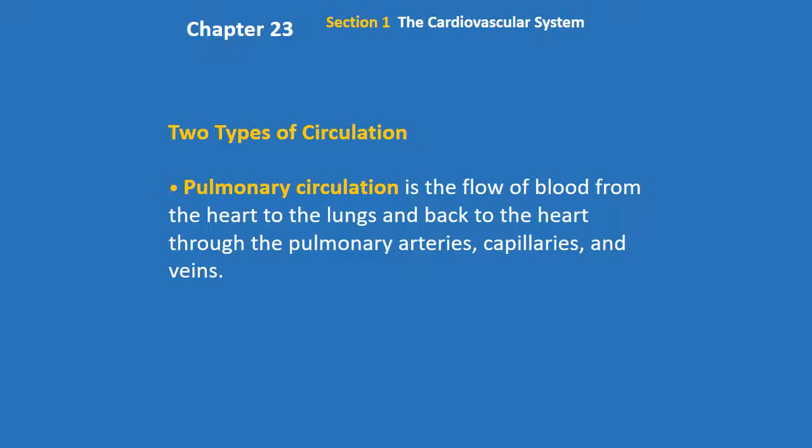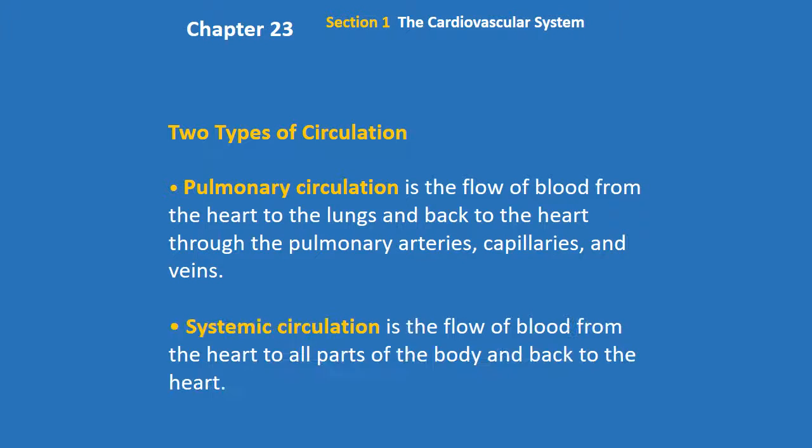And there's two types of circulation. Because blood is being pumped to the lungs and back to the heart and back to the lungs and back to the heart, that's called pulmonary circulation. If you ever hear pulmonary, that means the lungs. So pulmonary circulation is blood flow from the heart to the lungs. The other type that you have a picture of is called systemic circulation. It is the flow of blood back to the heart.